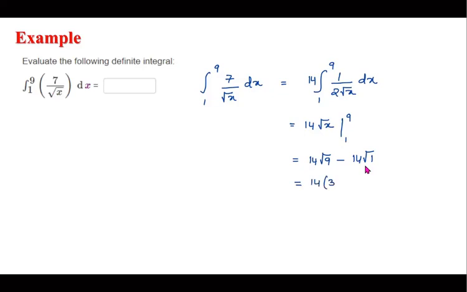Square root of 9 is 3. And then minus square root of 1, which is 1, which is equal to 2 times 14, which is 28. Because 3 minus 1 is 2, and 2 times 14 is 28. So the value of the definite integral, which is given here, is 28. And we evaluate this using the fundamental theorem of calculus.